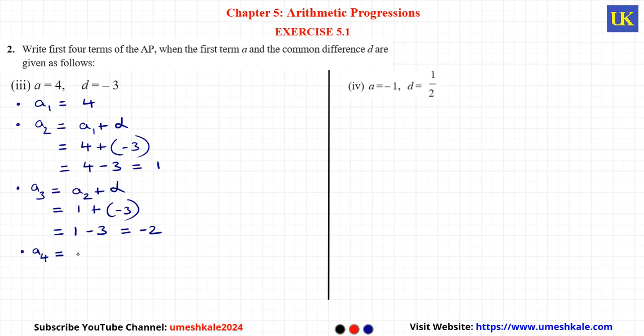Then A4. A3 plus D we have to do. A3 is minus 2 plus D is minus 3. So minus 2 plus minus, minus 3. So minus 2 minus 3 is minus 5, because with minus minus we add and we keep the sign of minus. So minus 5.